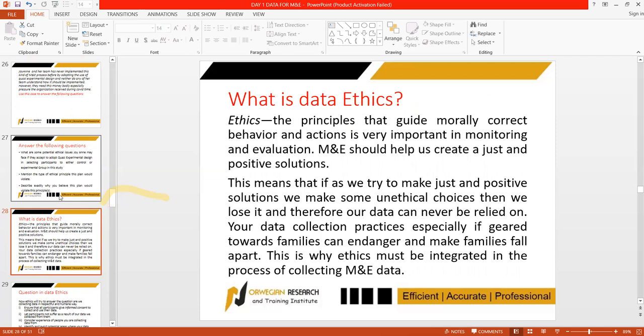So one of the ethical choices is that before you get information from a person, please get consent. If that particular person is not authorized to give consent, like a child, then please get the consent of the parents. It's unethical otherwise. Violation of that can even lead to a court case for collecting information from someone's child. It's unethical.